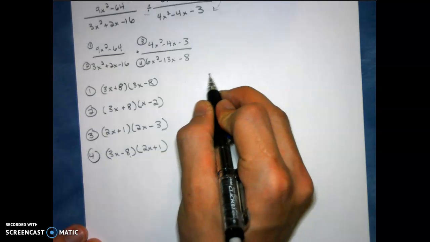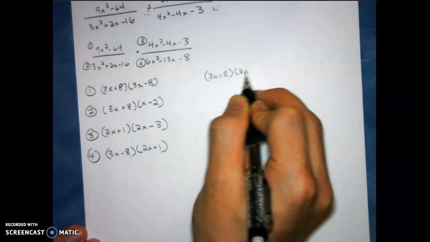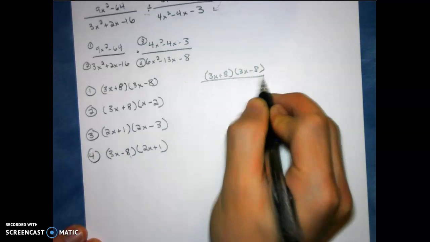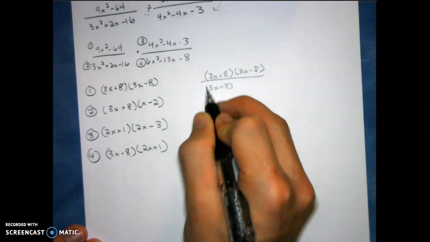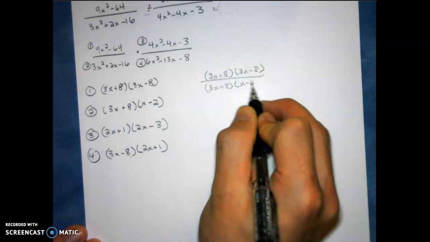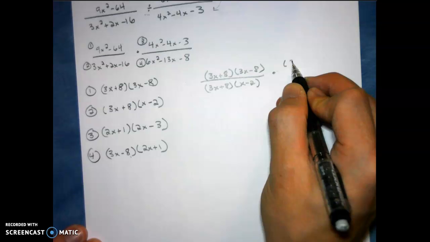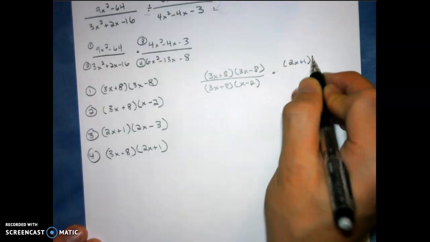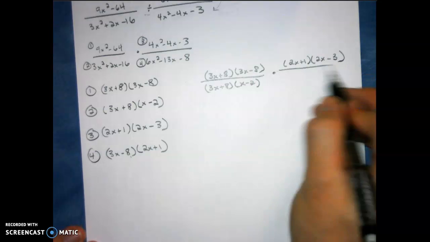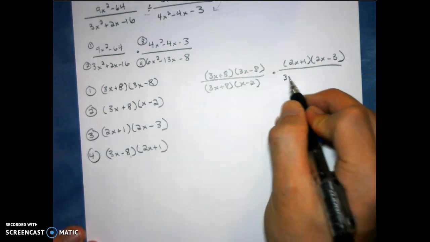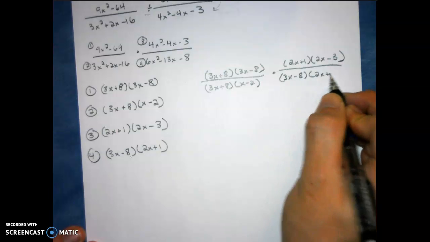The first one, we have 3x plus 8, 3x minus 8, over the second one, which is 3x plus 8, x minus 2. Multiplying. Our third one is 2x plus 1 and 2x minus 3. And then this is over 3x minus 8 and 2x plus 4.